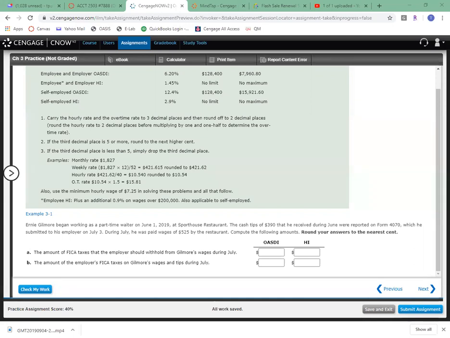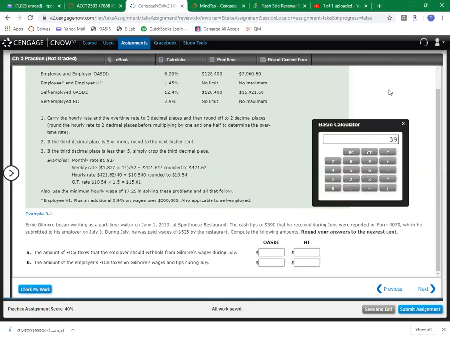And then during July, he was paid wages of $525 by the restaurant. Again, that was whatever rate they were paying him, which we know standard tipped employees get $2.13 per hour since they get that tip credit. But here we're looking at, well, what are his total taxable wages? That's always important when we're calculating FICA. His taxable wages are going to be the $390 of tips reported, along with the $525 paid by the employer. So all total taxable wages are $915 for this individual.